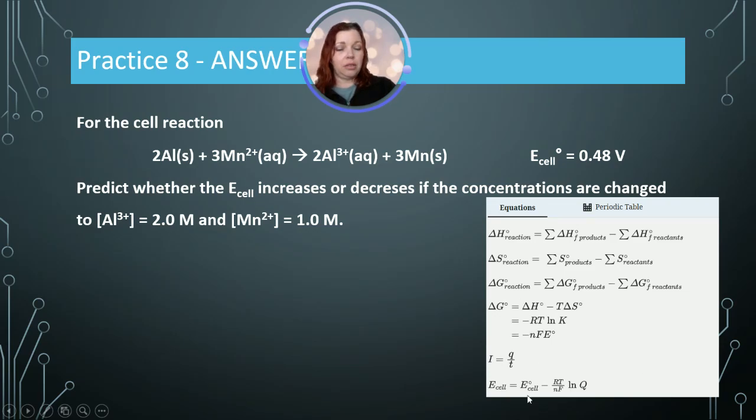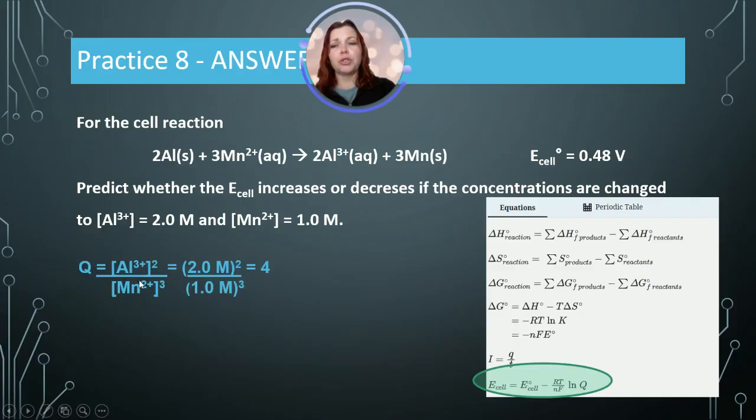Okay, so here again is the Nernst equation that you can see on the equation sheet. And so we're just going to apply it to this situation. So let's first write our Q equation. So we have aluminum 3 plus in the numerator, and that is going to be squared because of the coefficient. And then remember, solids are not included. And then in our denominator, we're going to have manganese 2 plus, and that's going to be cubed. Again, solids are not included, so that's not going to appear in our Q expression.